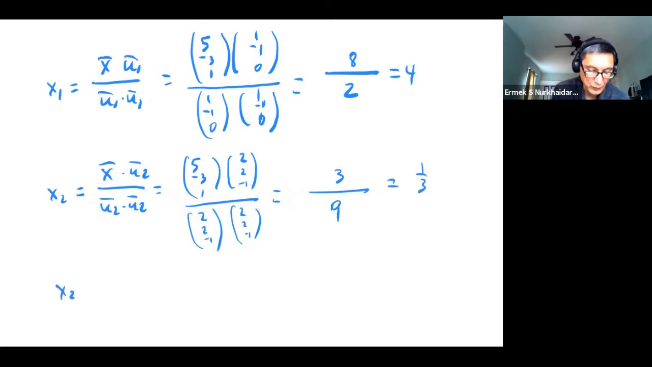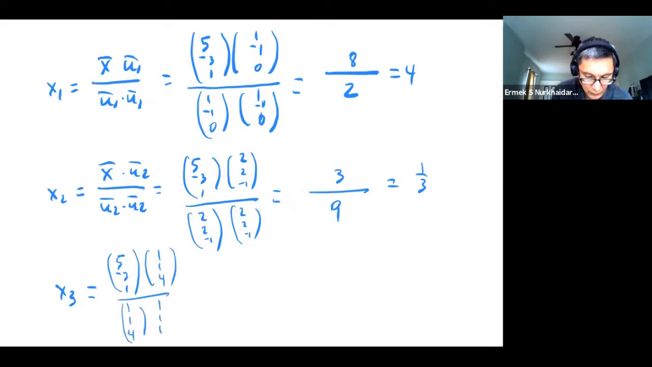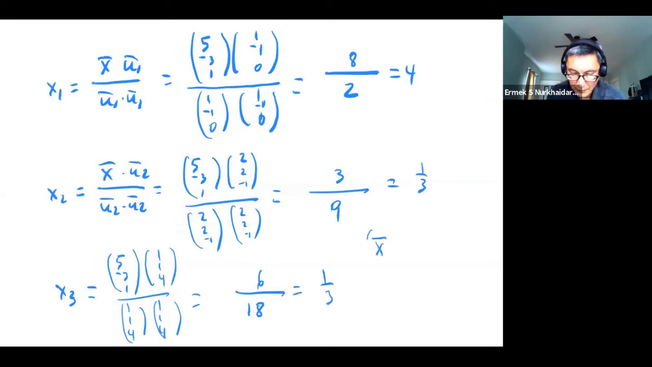So go ahead and calculate what x3 is supposed to be. It's 5, minus 3, 1 times 1, 1, 4. So on the bottom, we're going to get 1 plus 1 plus 16, which is 18. On top, 5 minus 3 plus 4 is 6. So 6 over 18 is 1/3. From here, we get x, and in the base B it is going to be equal to 4, 1/3, and 1/3.